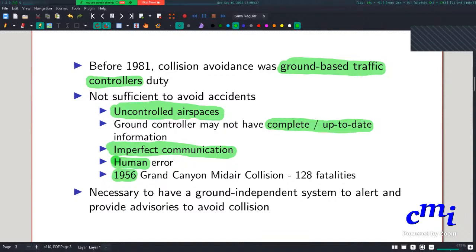So because of all of this, in 1981, the FAA in the USA started to look into developing a ground-independent system to alert and provide advisories to avoid collision. The idea is that you have this system on the aircraft, with no ground controllers involved, and the system will automatically tell the pilot, okay, you're going to collide, you should do this.